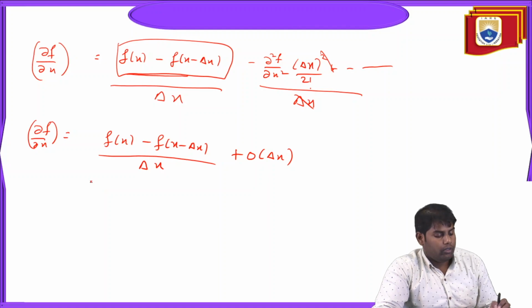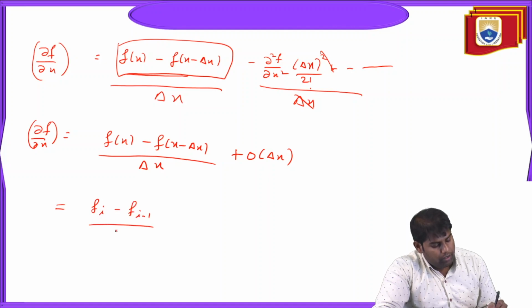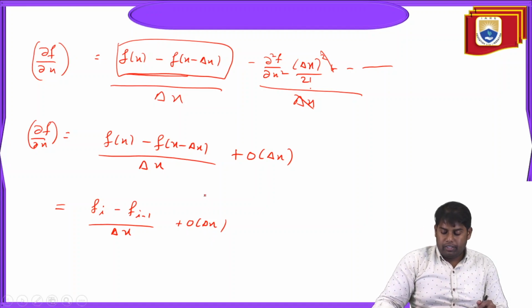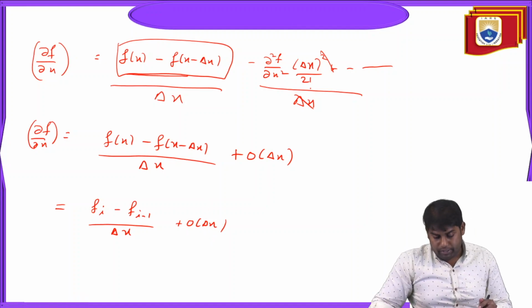So let us write in index notation. What do we get? f of i minus f of i minus 1 divided by Δx, which is of order of accuracy Δx. So this is the index notation for backward difference. Okay. So let's see the central difference. So basically what is central difference? We'll see.